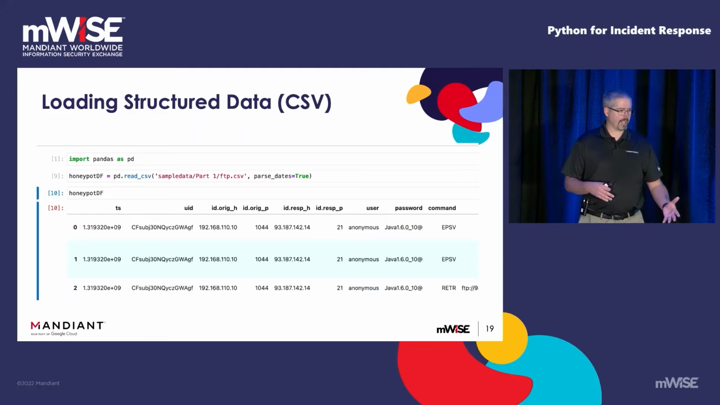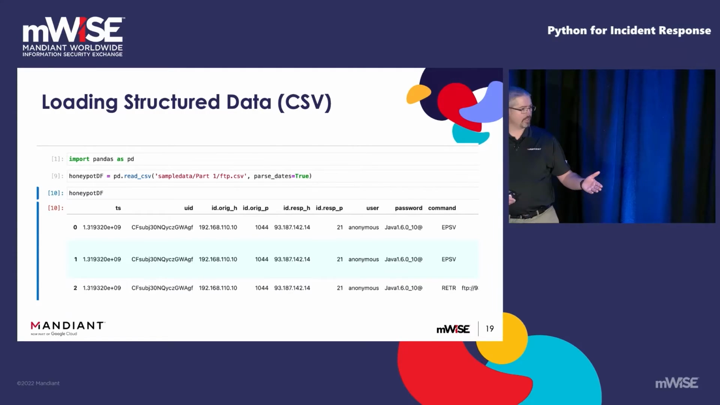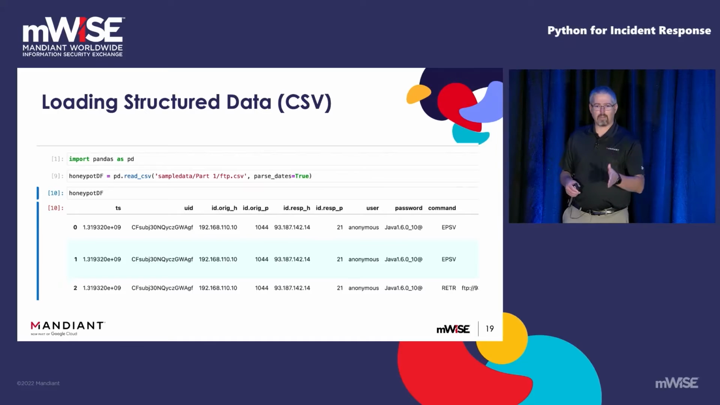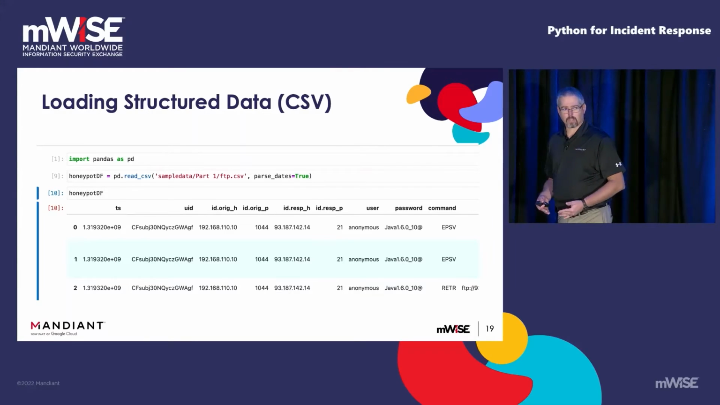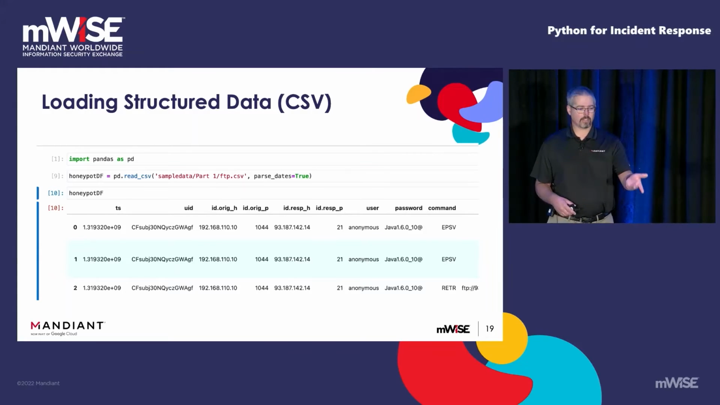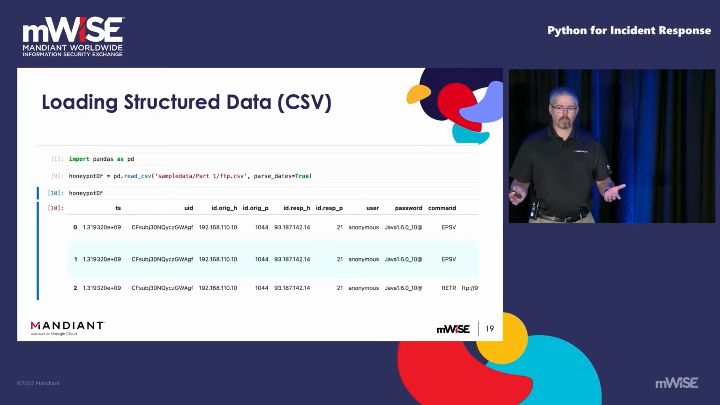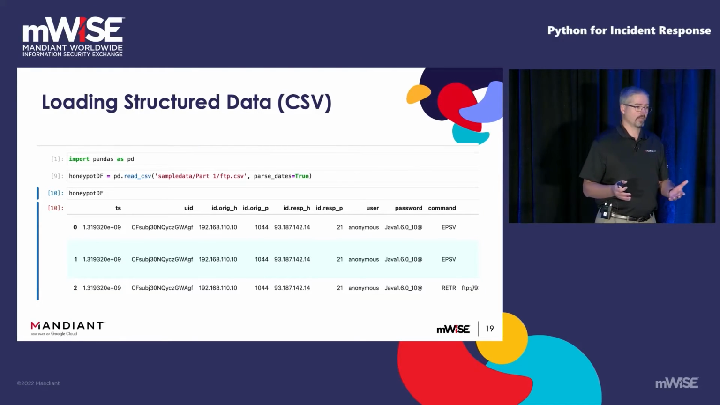I tell it to parse the dates. I tell it to ignore columns in the CSV, because there are column headers associated with that. So if I don't need every bit of that data, I can actually exclude it out here. I don't have to process all of it. And then, because I'm in Jupyter, I just call honeypot_df, and it will display it to me as a data frame. That's what that's called.